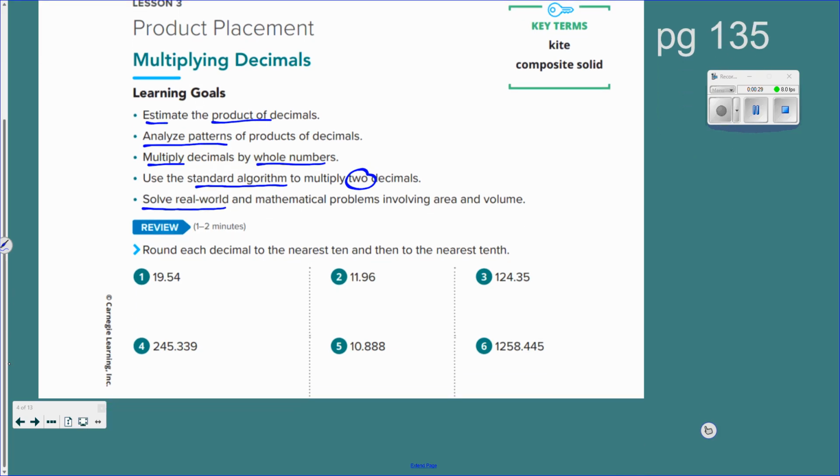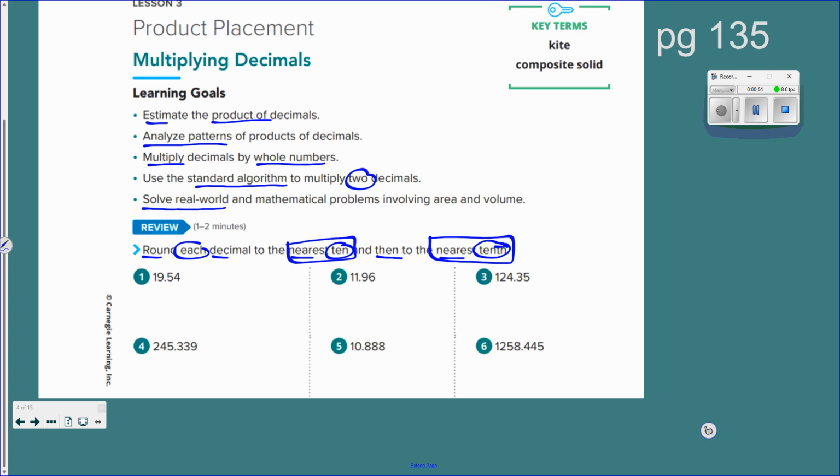Our first step, we want you to round each decimal to the nearest 10 and then to the nearest 10. So you've got two of them to do for each of these problems. You're doing one estimation to the nearest 10 and one to the nearest 10. So you're doing that for all six of those numbers. I'll give you guys about 2 minutes. There you go.